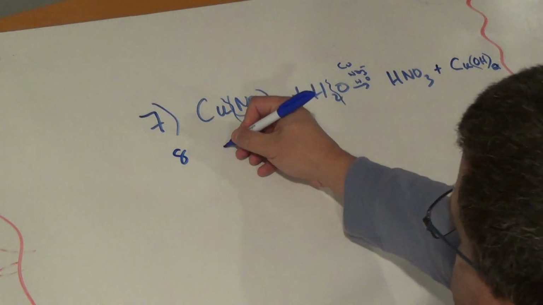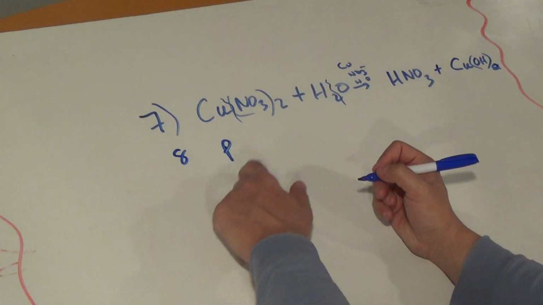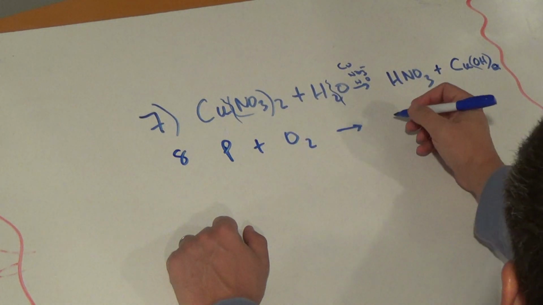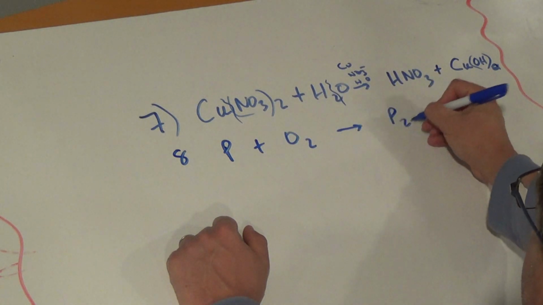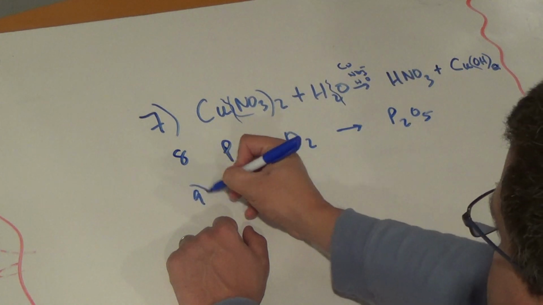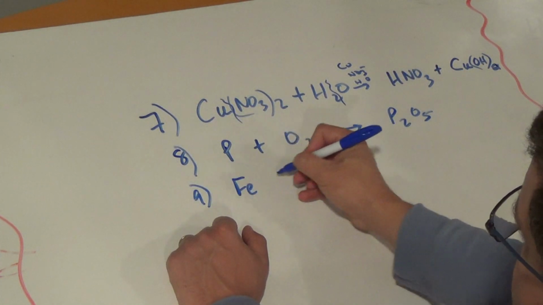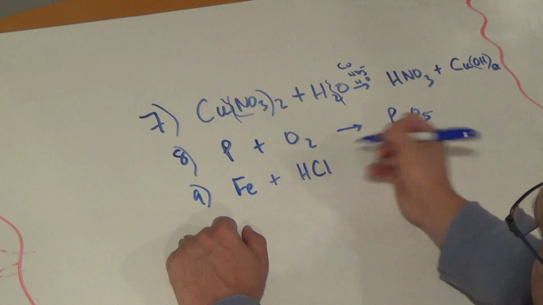Phosphorus plus oxygen. Okay, P can be by itself. It doesn't need to be diatomic. Plus O2. Diphosphorus pentoxide, synthesis, P2O5. 9. Iron plus hydrochloric acid. Iron plus HCl.